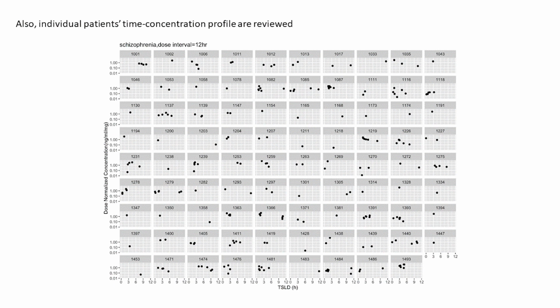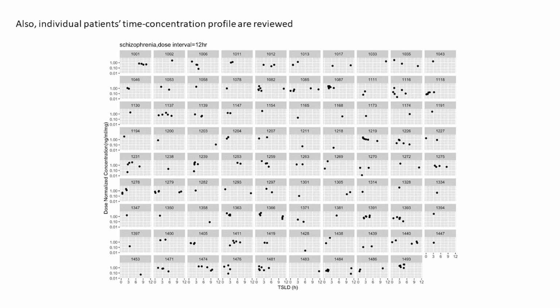Another evaluation is to look at the individual patient's time concentration profile. So this matrix of plots is showing concentration on the y-axis, time since last dose on the x-axis. Again, this is a schizophrenia study for the 12-hour interval. And this is useful for identifying whether or not there appear to be any significant outliers by individual. And we don't really see any here.